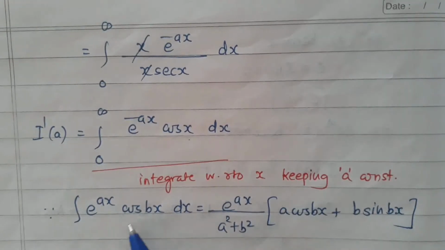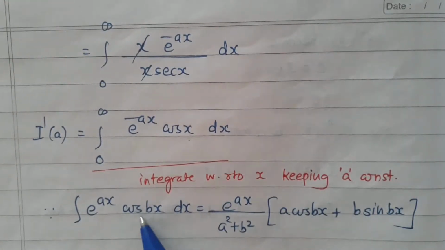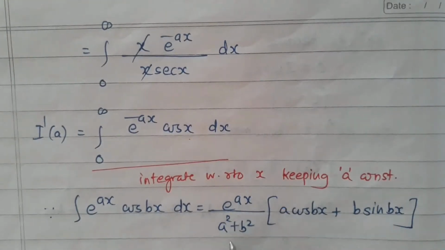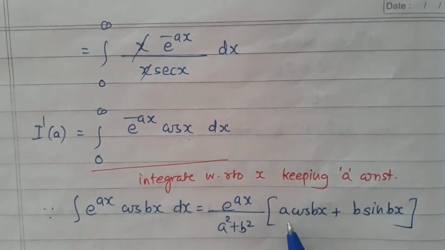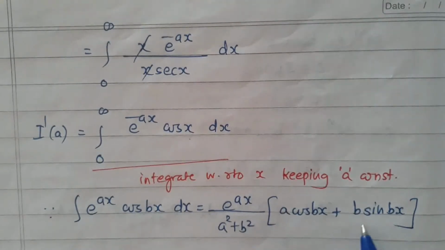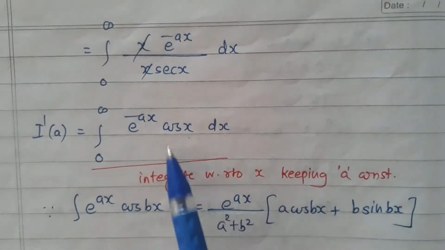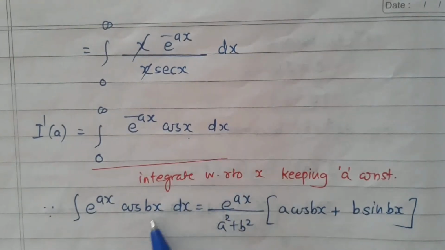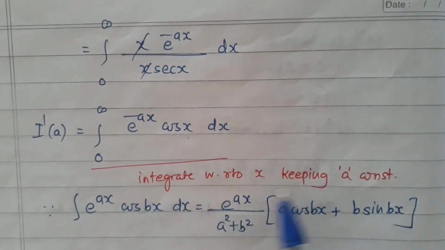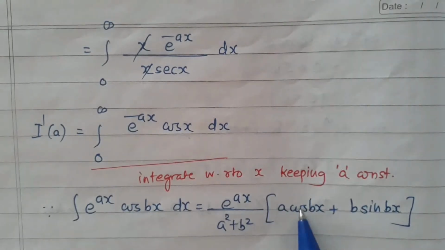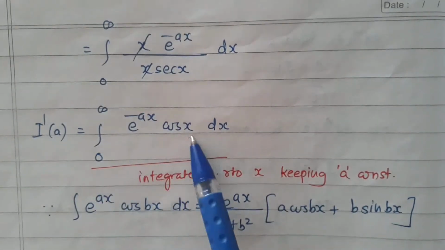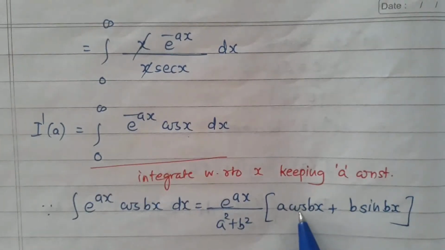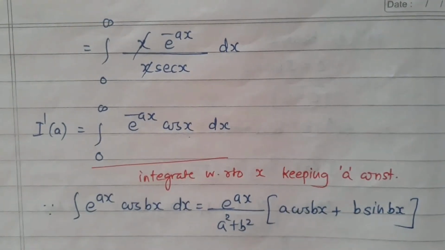Since we know that the integration of e raised to ax cos of bx dx is equal to e raised to ax upon a square plus b square, times a cos bx plus b sin bx. Here the value of a is minus a and the value of b is equal to 1. So place these values here. A is equal to minus a and b is equal to 1. So the value of this integral is equal to this, and apply the limits 0 to infinity.